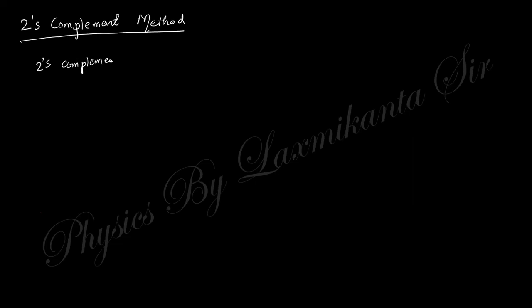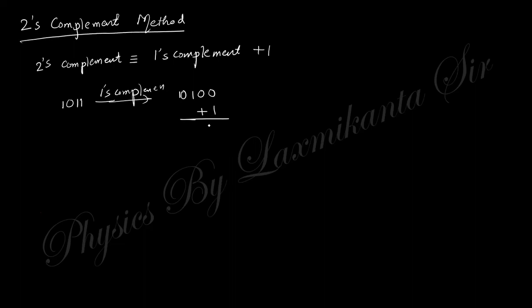Next is the second complement method. For that, you need to know about the second complement. Second complement means first complement plus 1. How? Suppose 1011. If you take the first complement, you will obtain 0100, and add 1, so this gives you 0101. So this is the second complement of this one.